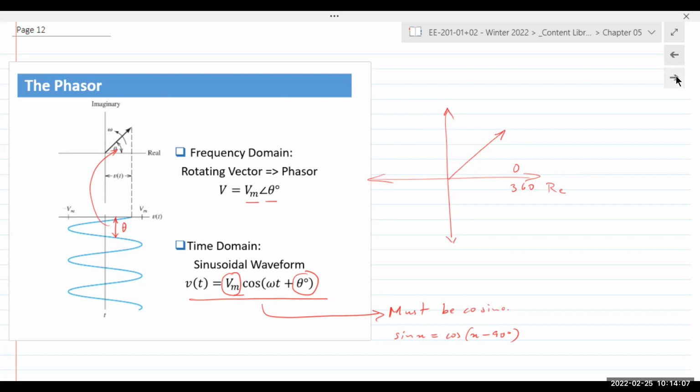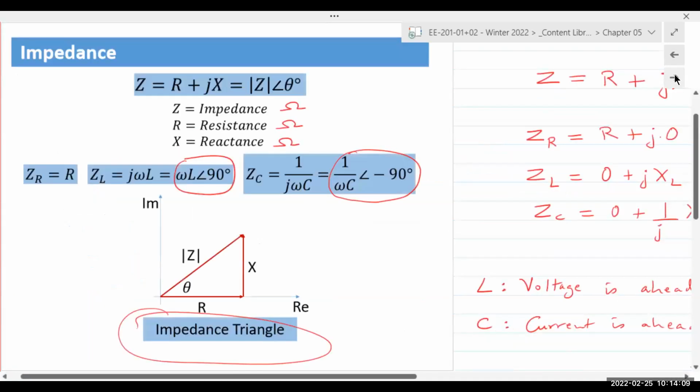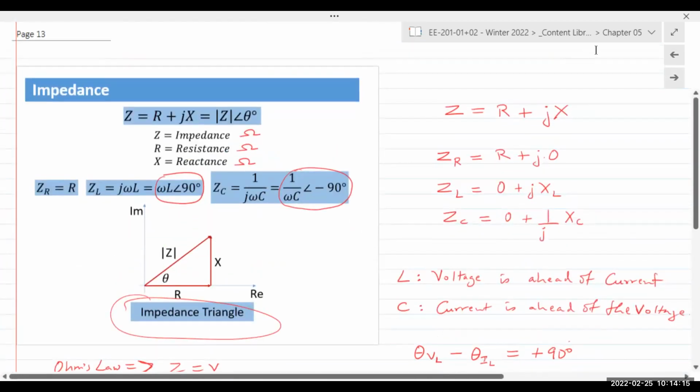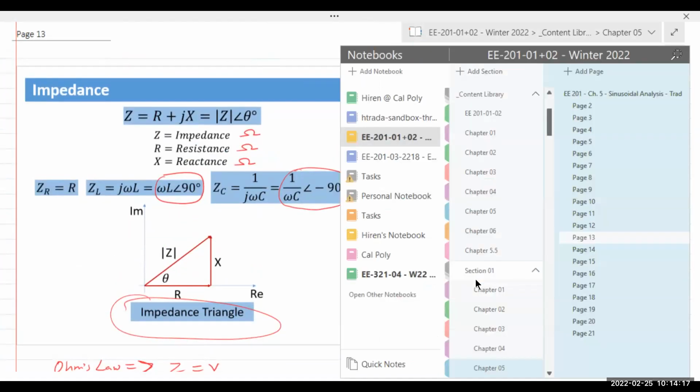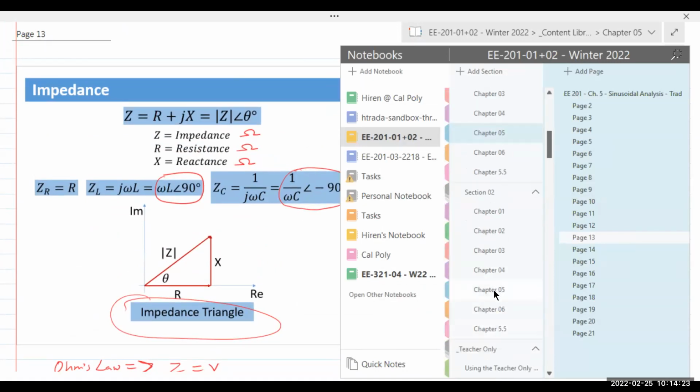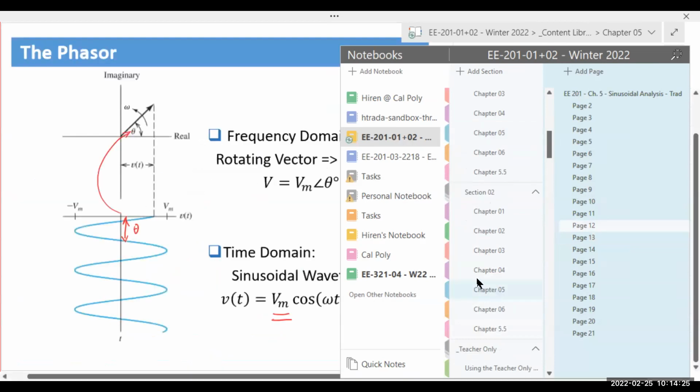So that was for the source. What do we do about components? Seriously, did I? Oh, I didn't switch over. Let's see. Section 2. There we go.